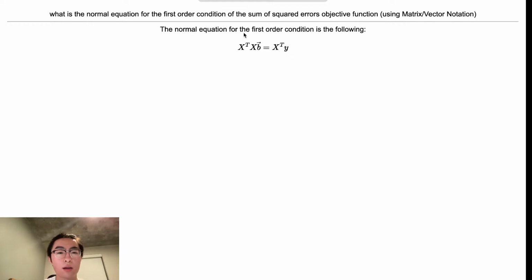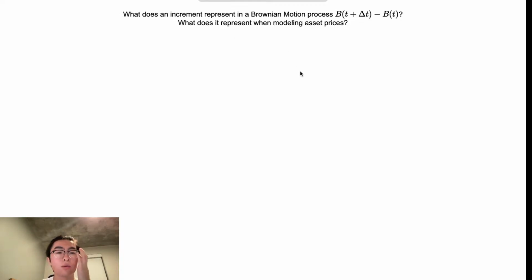Then the first order condition, I think we just take the derivative. This is x transpose x times b equals x transpose y. Okay.